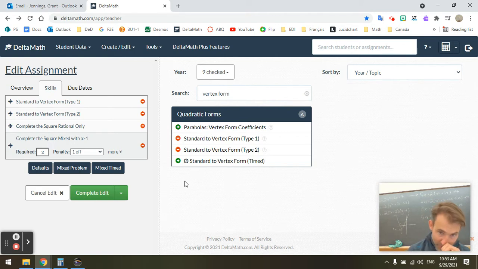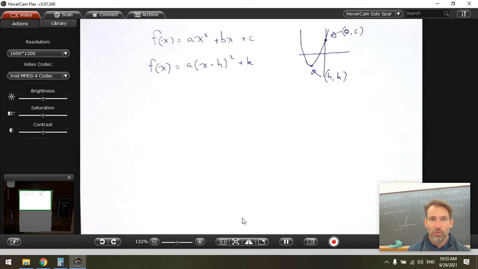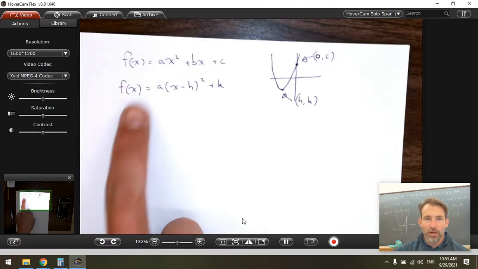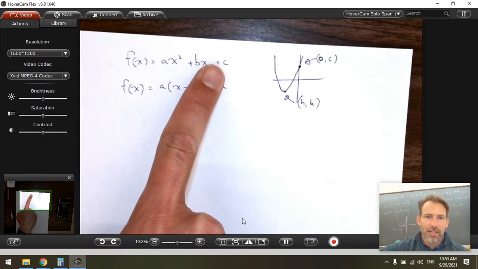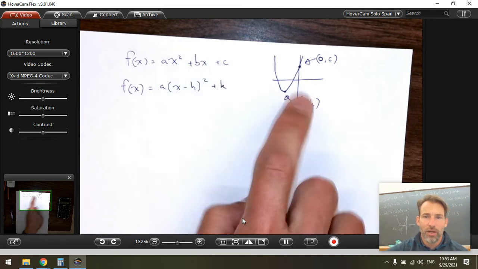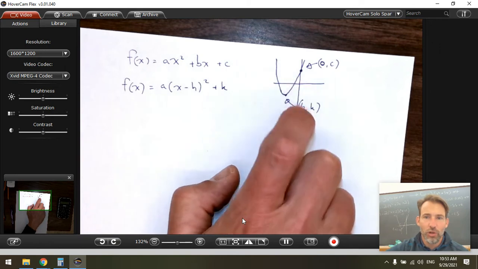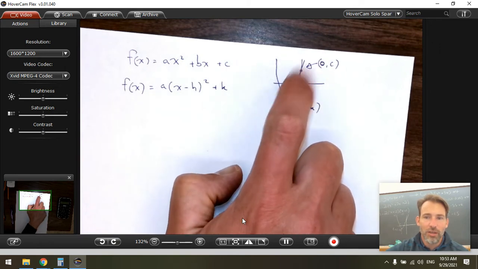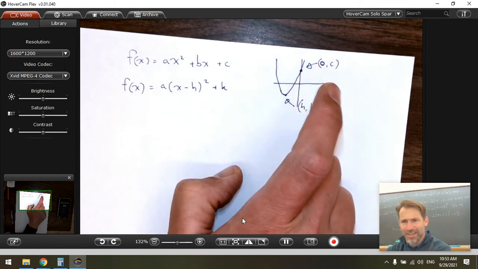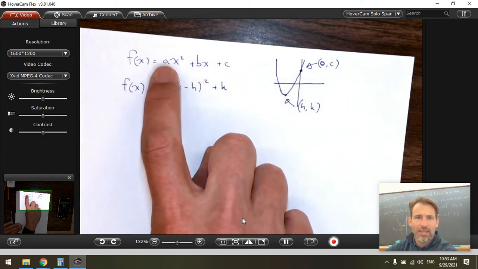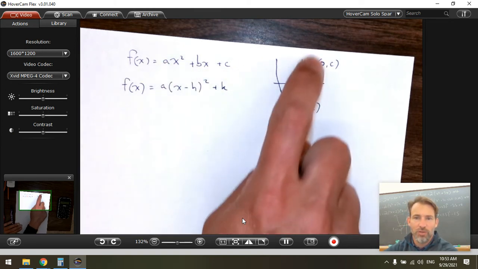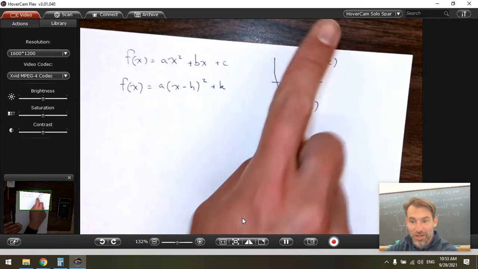So what are we doing with complete the square? Well, when we have quadratics in standard form, C tells us the y-intercept, so I could graph my y-intercept at (0, C). It also tells me the slope when it's crossing the y-axis, but that's a little bit abstract and hard to imagine. And then A is the stretch factor, so it tells me if it's opening upwards or downwards and how stretchy it is.